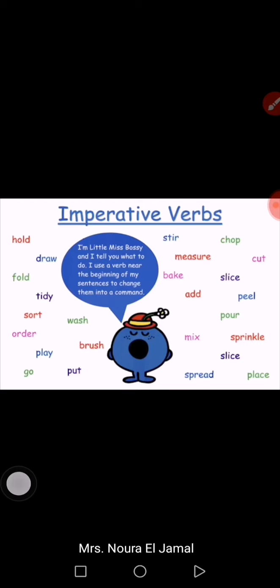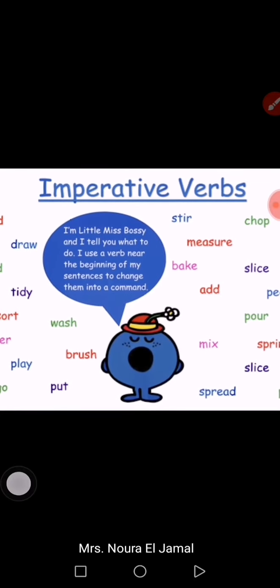I'm little Miss Bossy, and I'll tell you what to do. I use a verb near the beginning of my sentence to change them into a command.